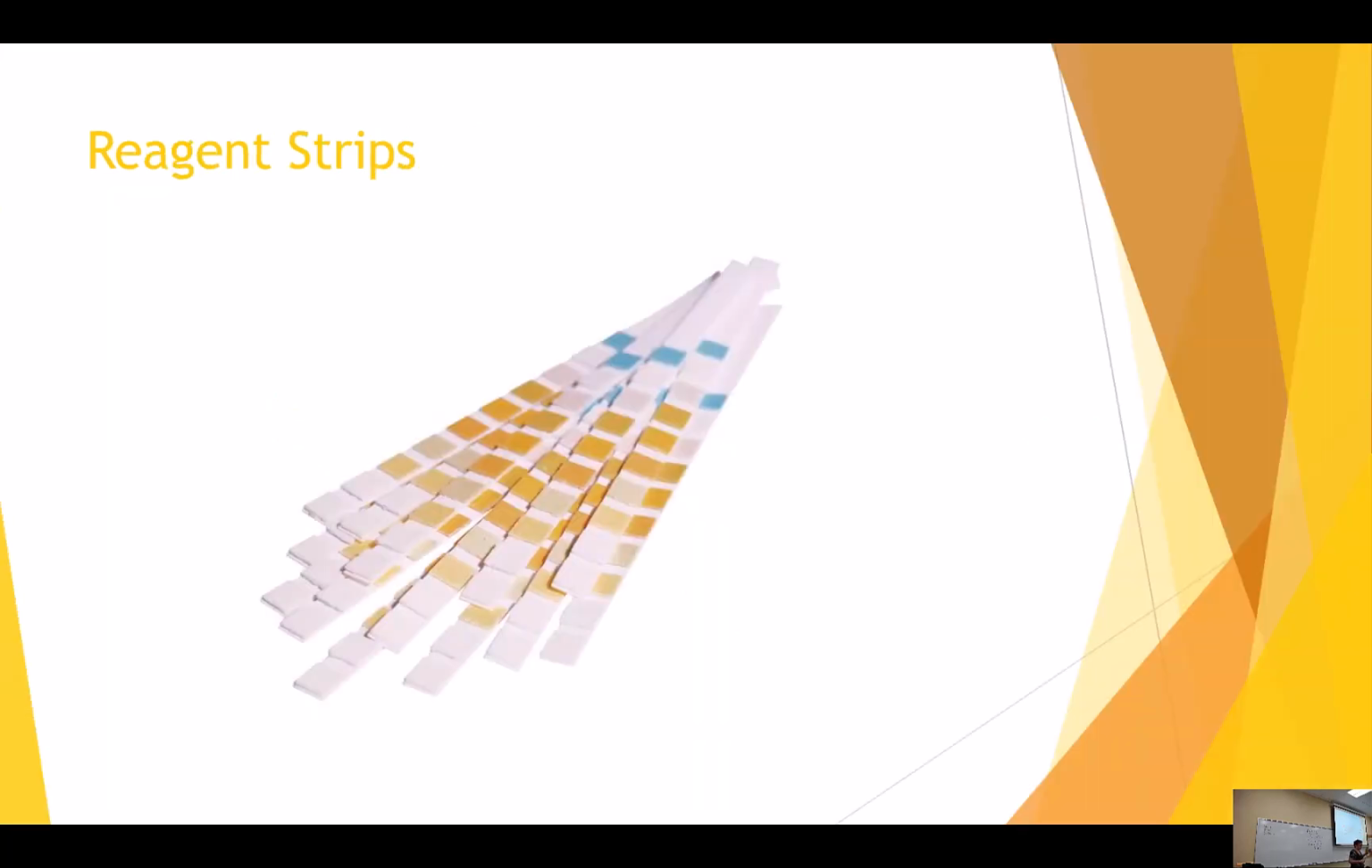Reagent strips, you've all seen these? They're out there, right? Everybody has seen what these look like. They're little plastic strips, and each plastic strip has little squares on it, and each little square has a different chemical compound on it. When dipped in urine, a chemical reaction takes place, which gives us the different colors.